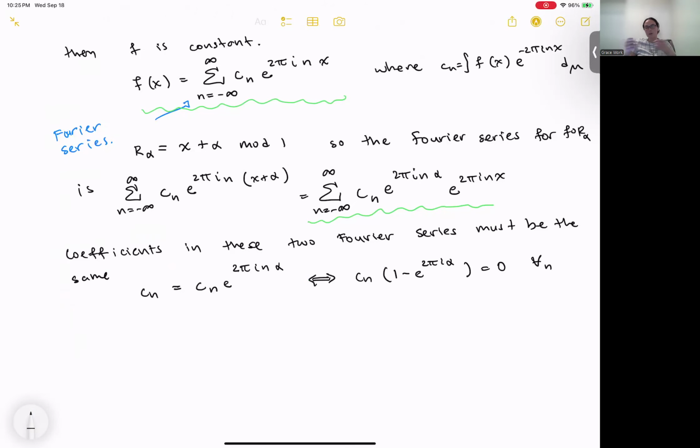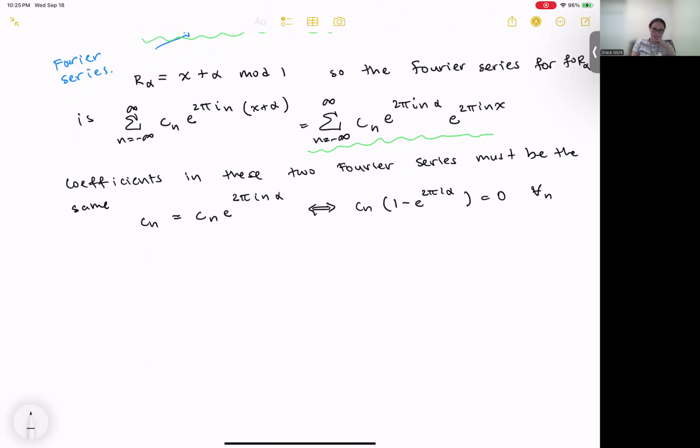Okay, so if this product is equal to 0, one of these two must be equal to 0. We want to show that it's the Cn part. The Cn part is going to be equal to 0 for n not equal to 0. And here's where the requirement that alpha be irrational comes into play. So since alpha is irrational, all orbits of our rotation are infinite and distinct.